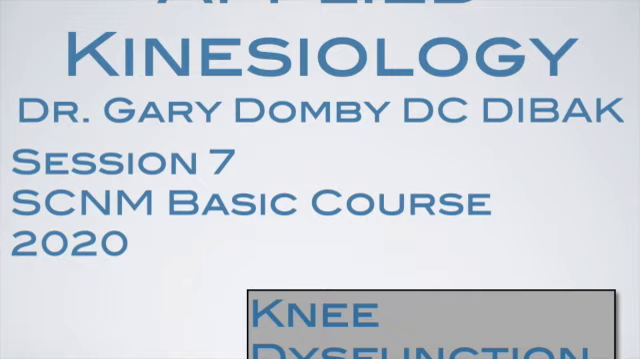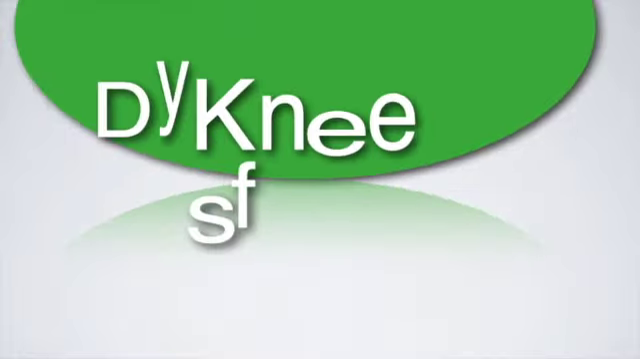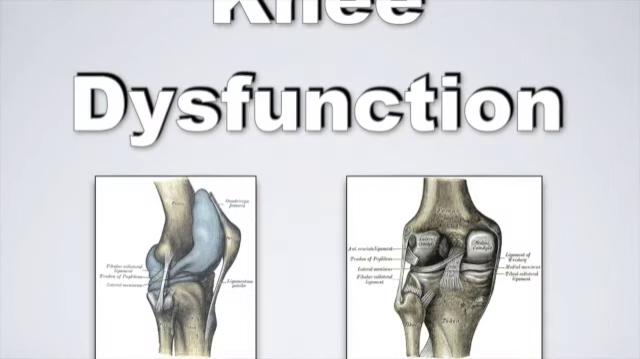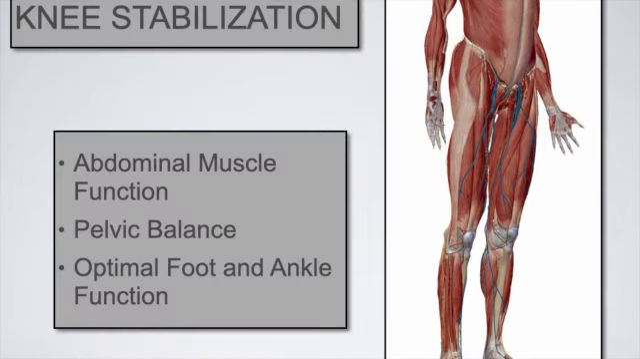Applied Kinesiology, Session 7 continues with knee dysfunction. So these two slides show the knee joint, the basics. You've got some bursa in there, and you can see the ligaments. We've got some slides that are a little bit better down the line here, but kind of get oriented as to the actual mechanism.